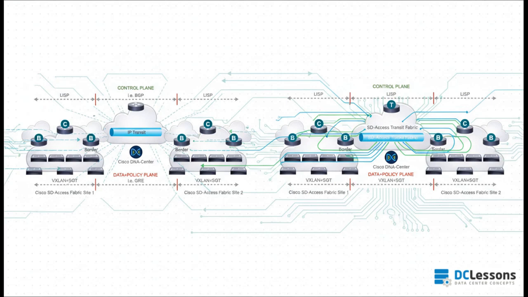Look at the left. That's the old IP transit way. The VXLAN fabric just stops dead at the site border. The packet gets unwrapped, loses all its special context. But now look at the right. With SD-Access Transit, that VXLAN encapsulation stays on end-to-end. The data plane, the policy plane, it just stretches right across the transit network, creating one giant unified fabric.